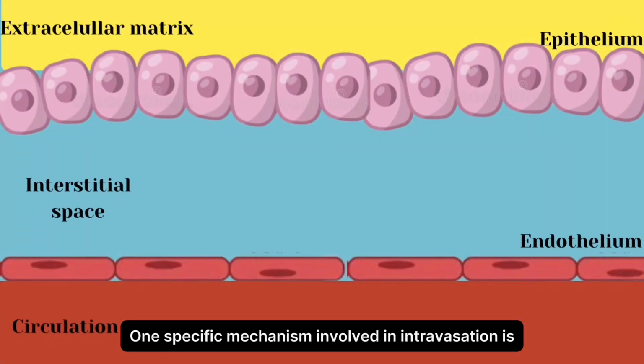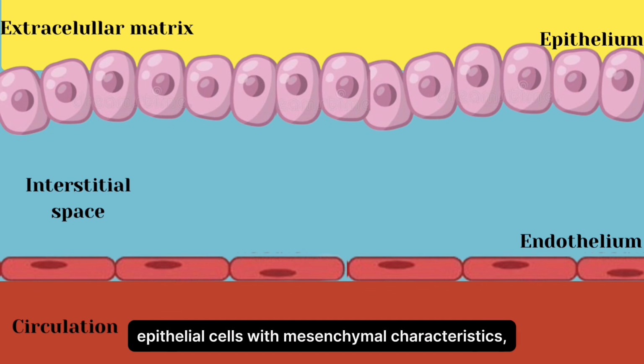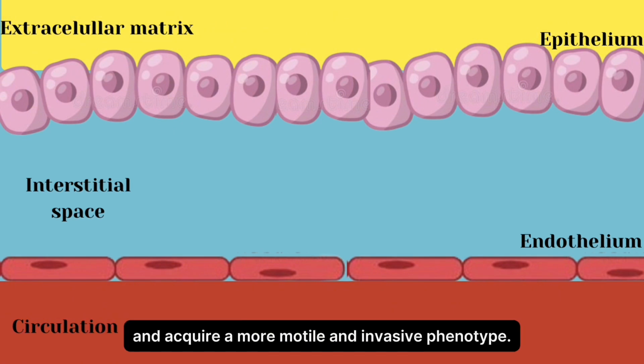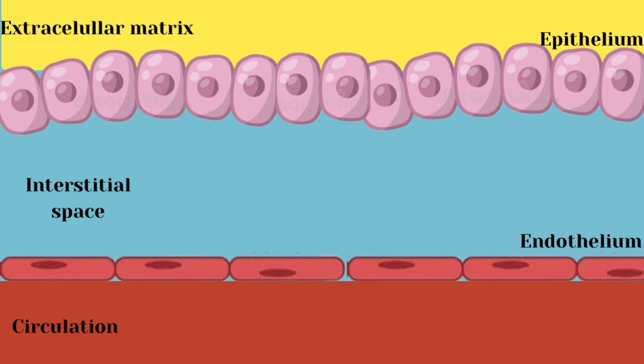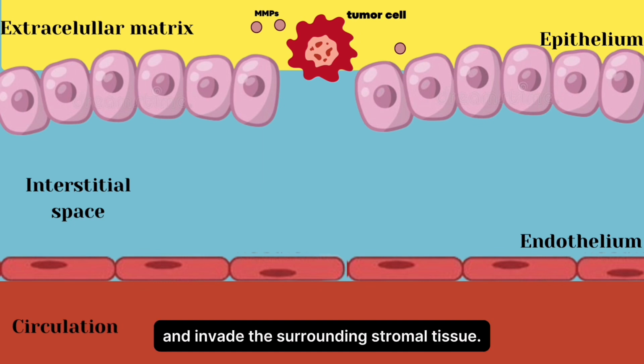One specific mechanism involved in intravasation is the epithelial mesenchymal transition, EMT, a complex biological process that endows epithelial cells with mesenchymal characteristics, enhancing their invasive and migratory capabilities. During EMT, cancer cells lose their cell-cell adhesion and acquire a more motile and invasive phenotype. As cancer cells undergo EMT, they gain the ability to breach the basement membrane and invade the surrounding stromal tissue.